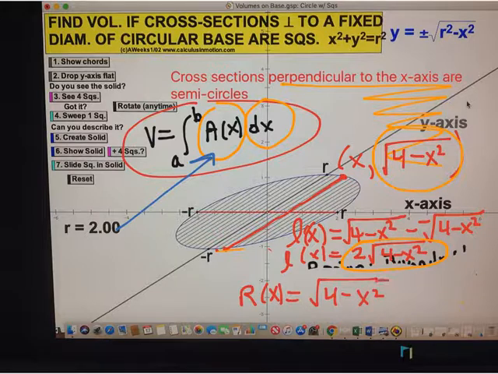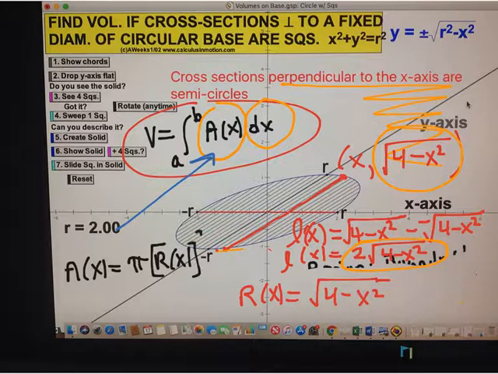And what do we need to do with this? To find the area of each semicircular base, you need to do pi r of x squared, which will give you the area of a circle, but then you have to divide by 2 because you have a semicircle. So with this, we're now ready to write our definite integral that will give us the volume of our solid. The base is bounded by the graph of x squared plus y squared is equal to 4, which is a circle centered at the origin with a radius of 2, and cross sections perpendicular to the x-axis are semicircles.